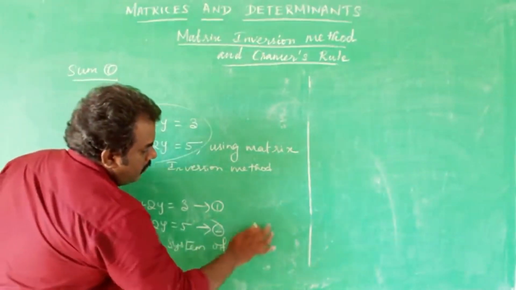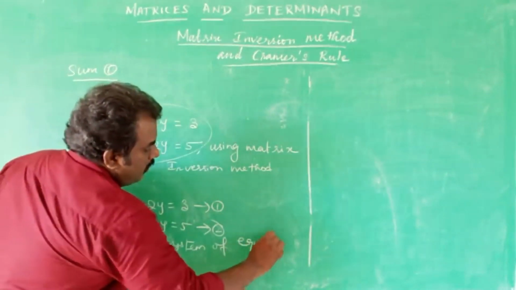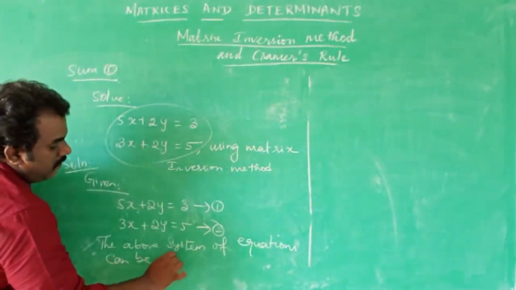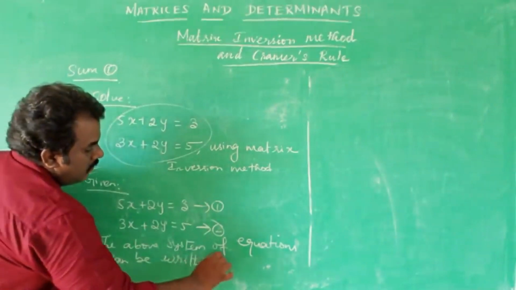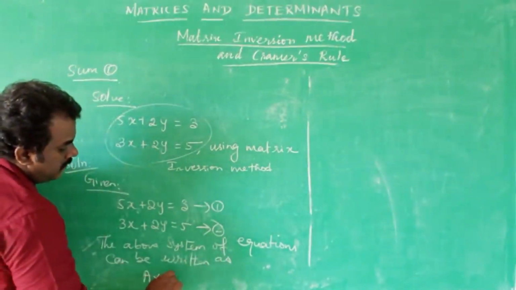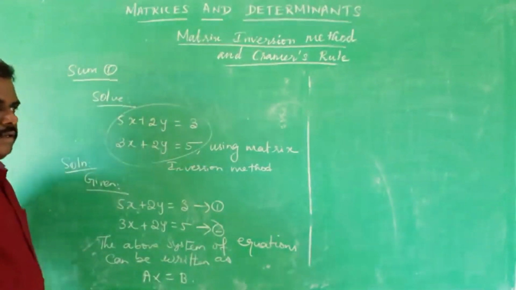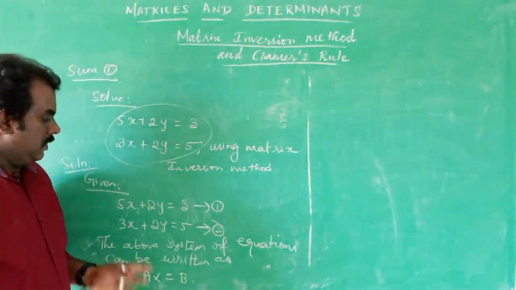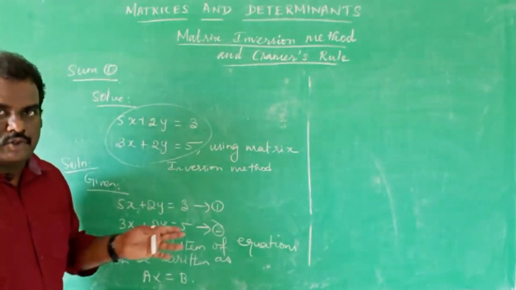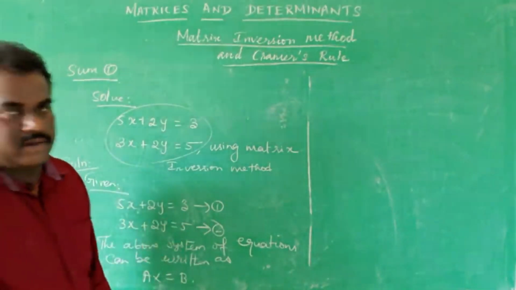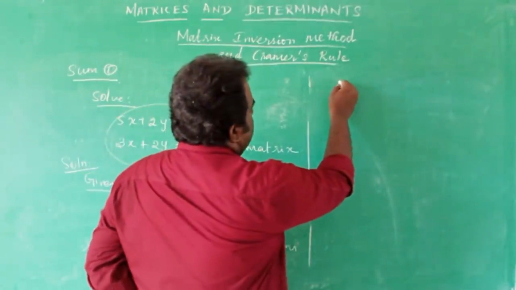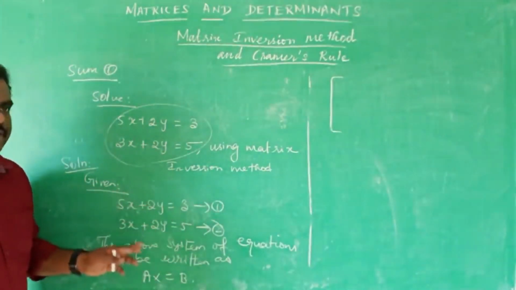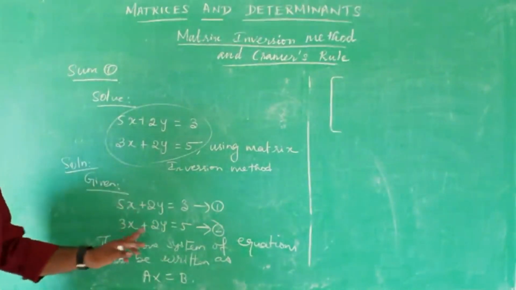The above system of equations can be written as AX is equal to B. The given system of equations is 5x plus 2y is equal to 3 and 3x plus 2y is equal to 5. So this can be written by taking the coefficients of x and y. That means take the coefficient matrix 5, 2, 3, 2.